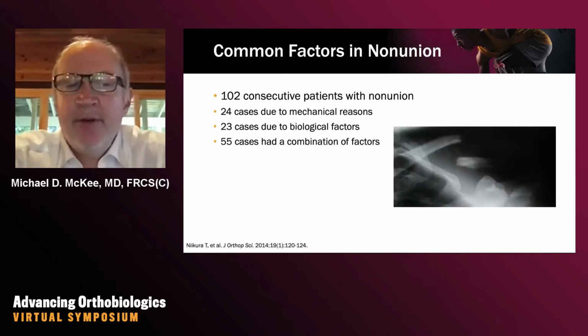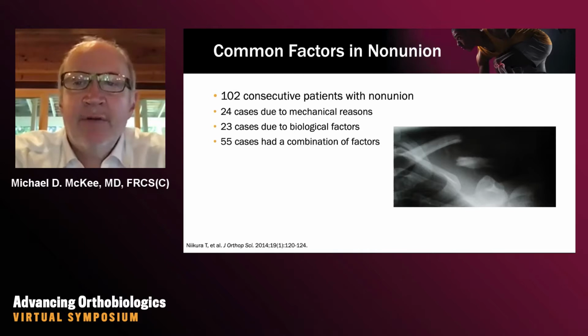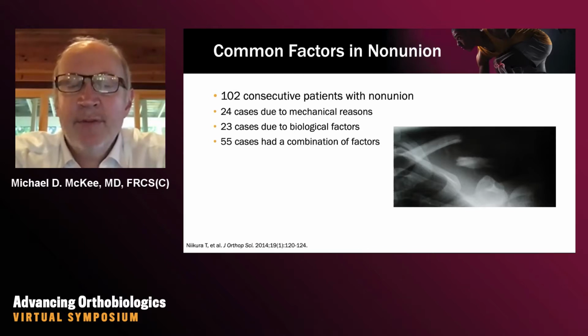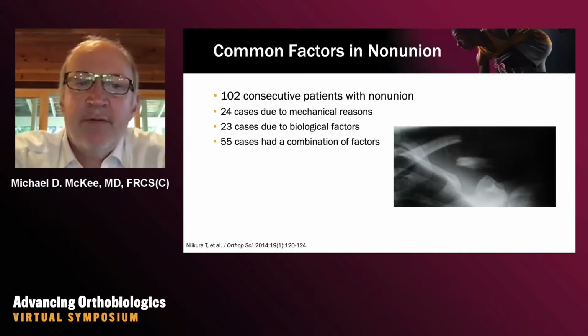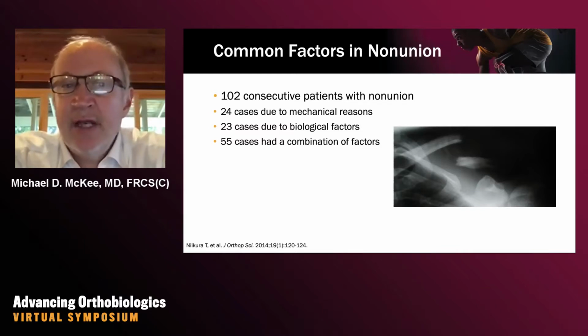This is a paper that appeared in the Journal of Orthopedic Science in 2014. And it's a fairly well done paper from Japan, looking at 102 consecutive patients who arrived at a tertiary care referral center with a non-union. They looked at these patients carefully in the manner we just described, and they found that, in their opinion, 24 of the cases were due to mechanical reasons alone, i.e. a fracture that was inadequately or poorly fixed or was very unstable. 23 cases were due solely to biological factors where everything was done fairly well surgically. Just the patient's biology was so poor, it didn't allow healing to occur. And then lastly, 55 cases had a combination of these factors.